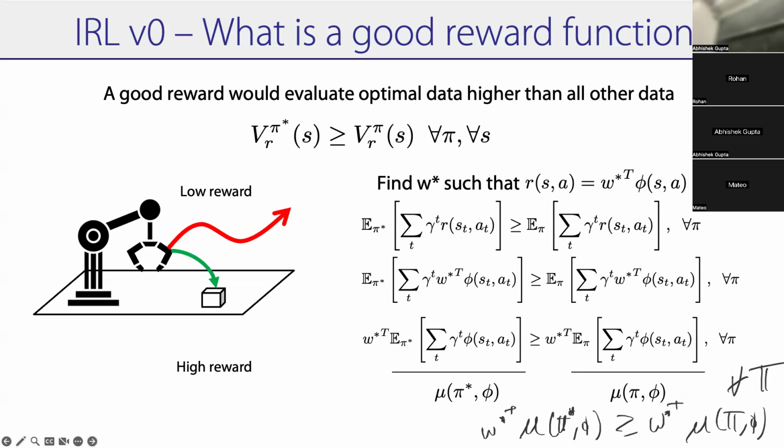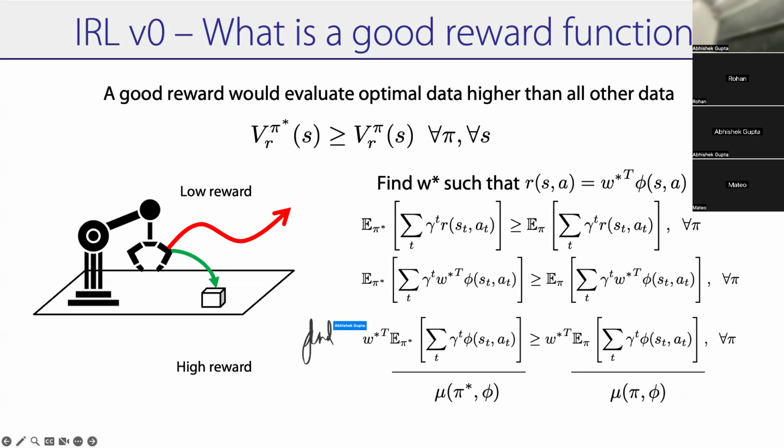Now, what's a fundamental flaw with this equation? Just look at this equation. What's the problem with it? You're trying to find a W star such that this thing is true. That's the only condition you know. You only know the data is optimal.